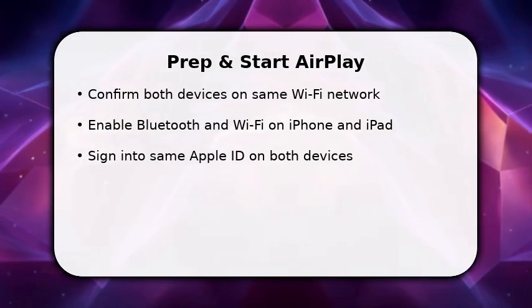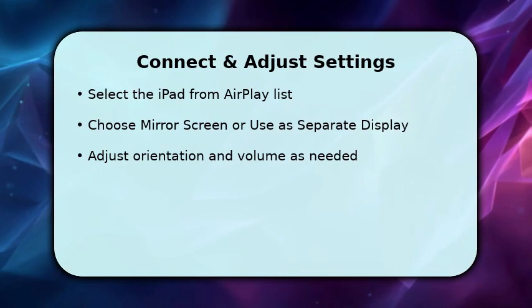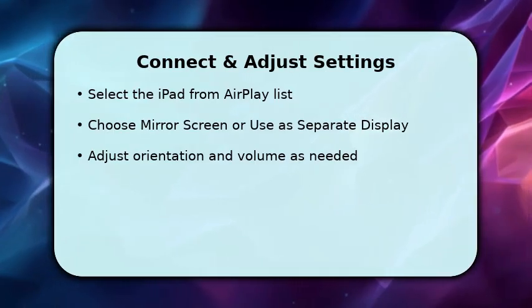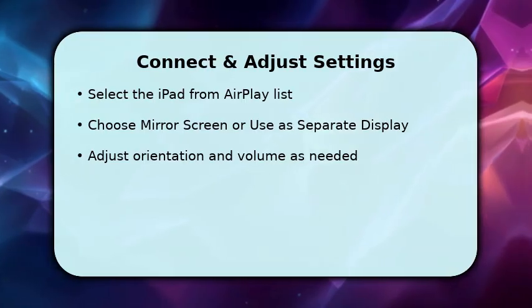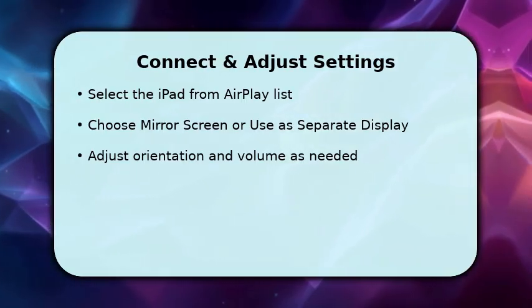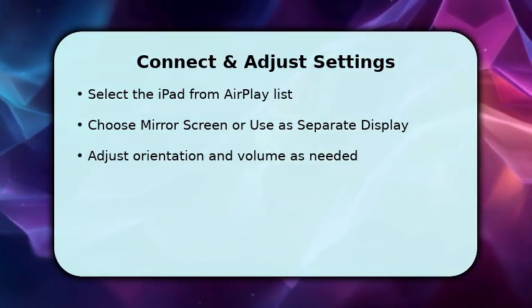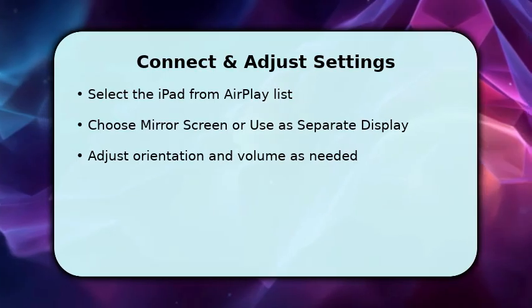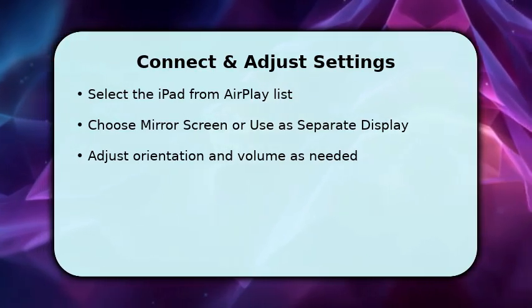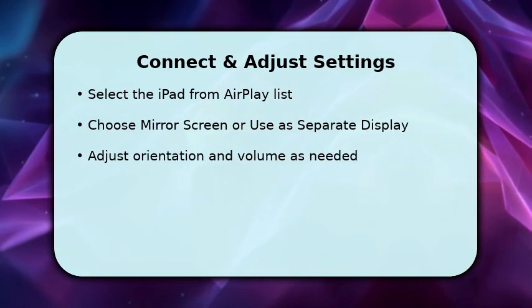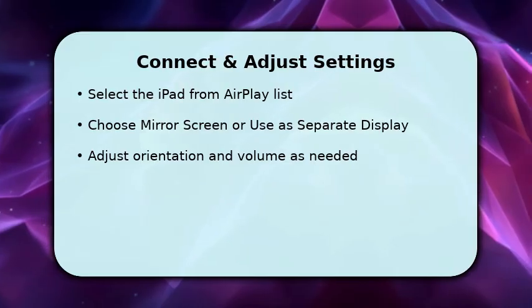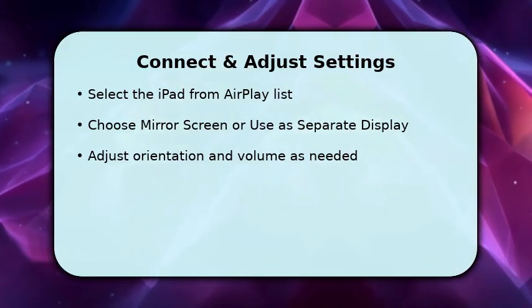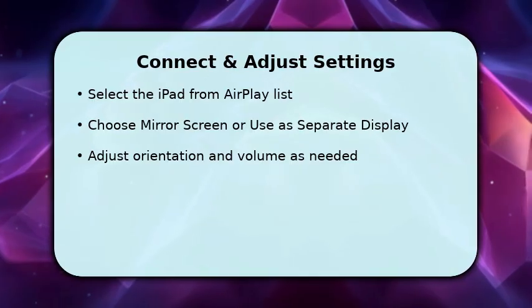After selecting the iPad from the AirPlay list, you'll choose Mirror Screen to duplicate content or use as separate display when available. You do this because mirroring replicates touch and layout exactly, while separate display can extend workspace. Once connected, check rotation, orientation lock, and sound output to ensure video and audio route to the iPad. If performance lags, reduce distance between devices or close heavy apps. These tweaks improve latency and picture quality.